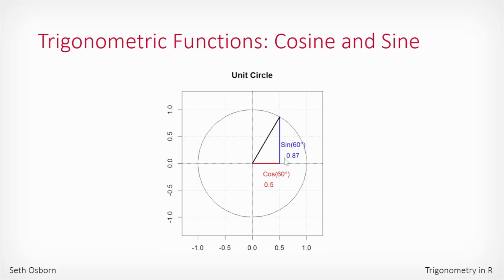We can take this and we can form a right triangle. You can do this for any degrees or any amount of radians along the unit circle. It's going to form a right triangle. This horizontal line segment, which is the distance between whatever point we're at and the y-axis, we call that cosine. And the vertical distance between that point and the x-axis, we call sine.